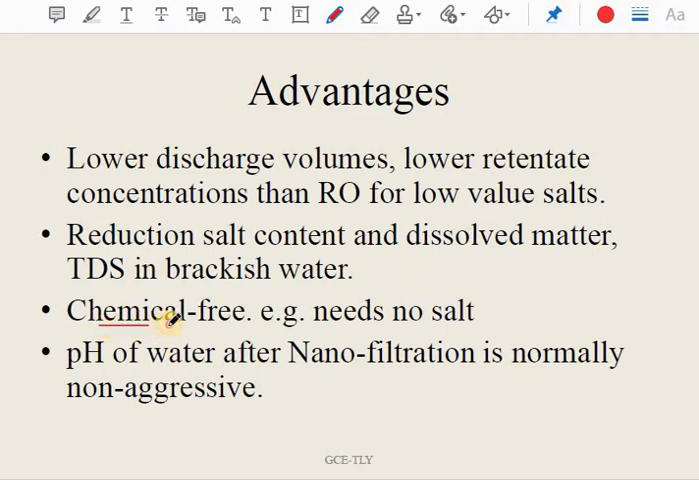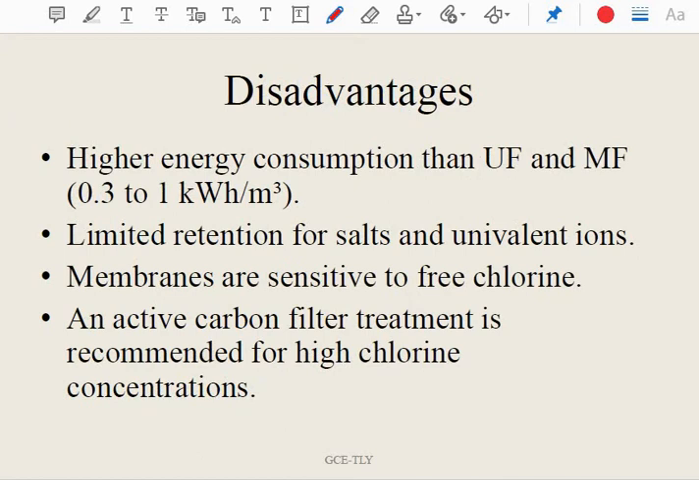Then it is a chemical free process, that is, we need not use any additional chemicals here. And the pH of water after nanofiltration is normally non-aggressive. So fairly, it removes some of the acidity or alkalinity also. The disadvantage is that it is a higher energy consumption process than ultrafiltration and microfiltration. It consumes about 0.3 to 1 kilowatt hour per meter cube of water being treated.